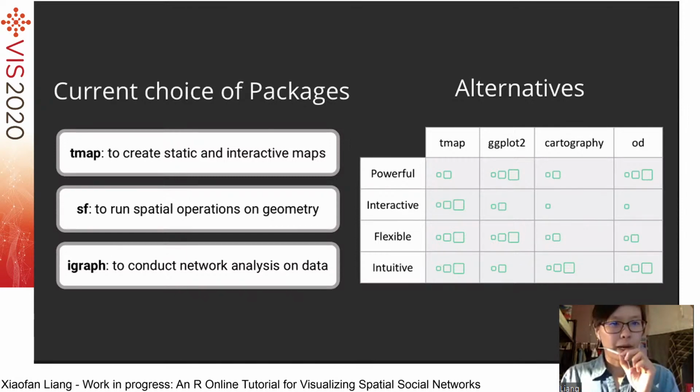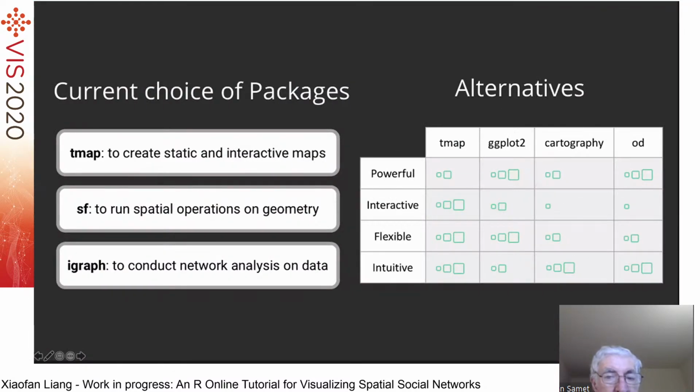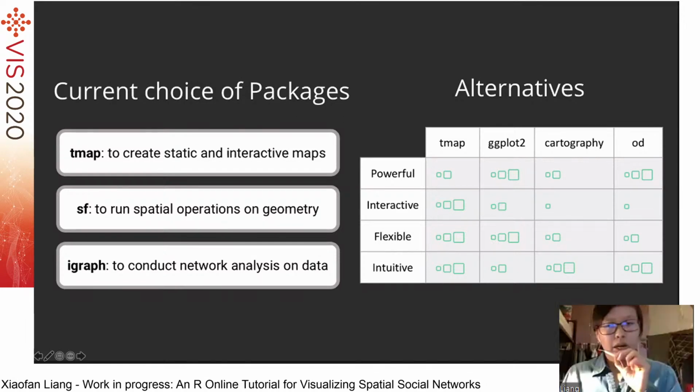Our current choice of packages includes tmap, sf, igraph, and a few other ones. tmap is mainly for creating static and interactive maps. sf is for running spatial operations on geometry. igraph is a standard package in R to conduct network analysis on data. We also know that there are a few alternatives out there, including ggplot2, cartography, and od.